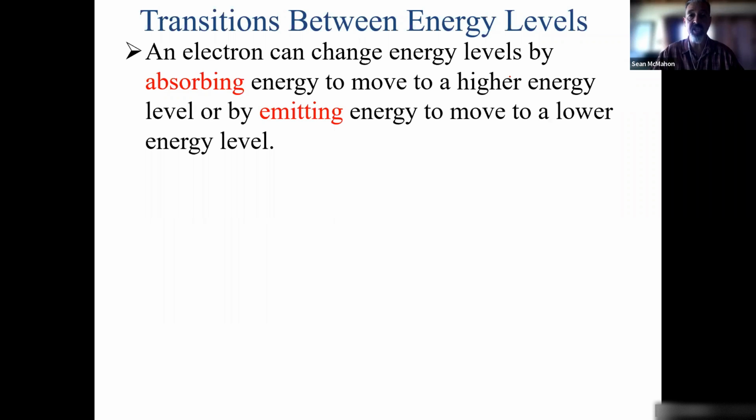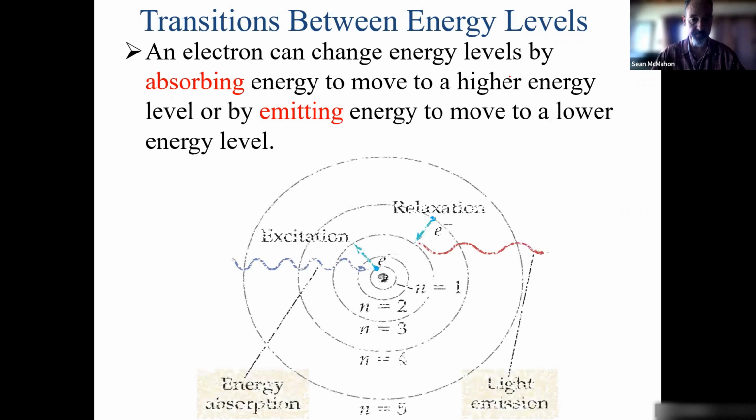So an electron can change energy levels by either absorbing energy and going to a higher energy state, we'll say it's excited, and then they can actually drop down to lower energy levels, and as they drop down, they have to release that energy, and they release it in the form of light.